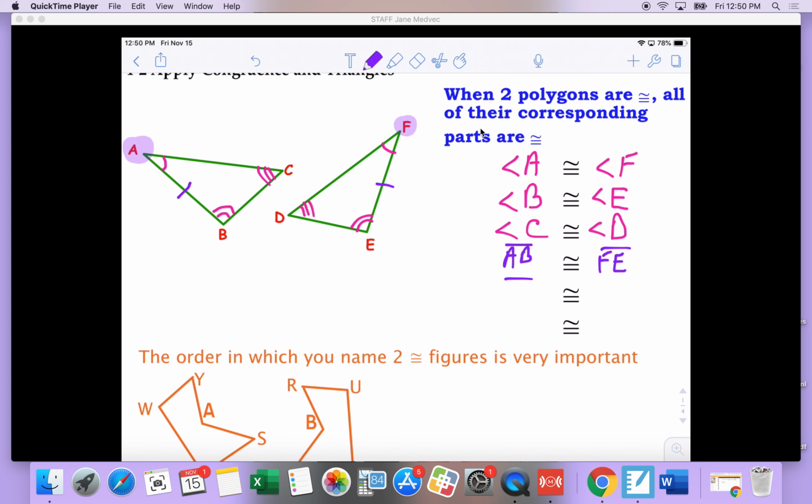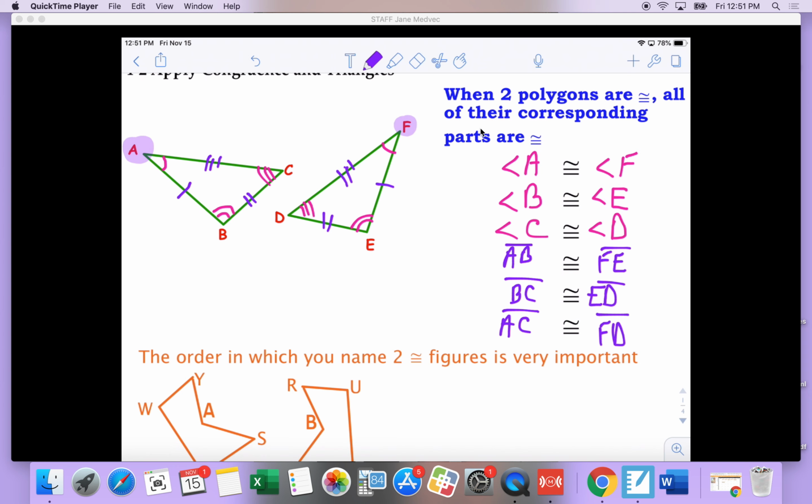And then I do line segment BC. And what would be the side on the other triangle that's congruent? ED, very good. And then finally, I'm going to do AC. And that's going to be congruent to, that's correct, FD. Okay.